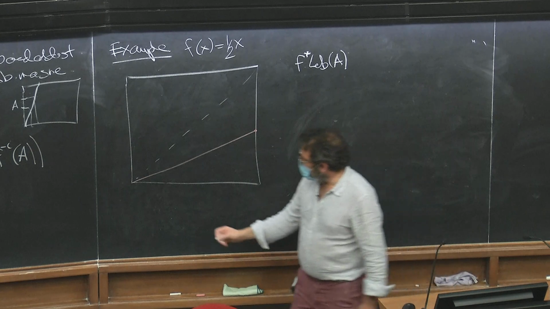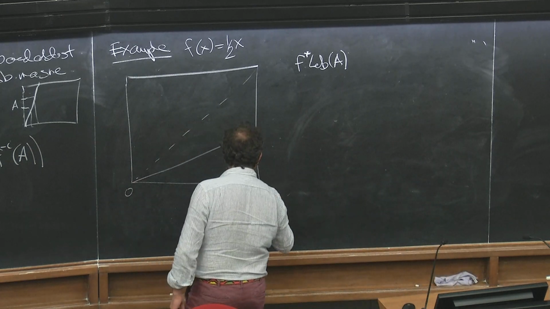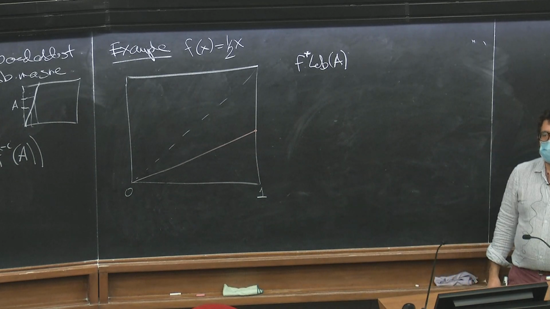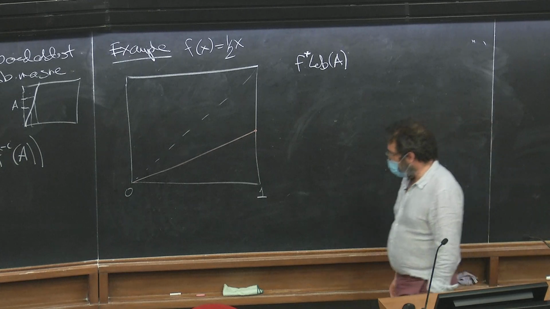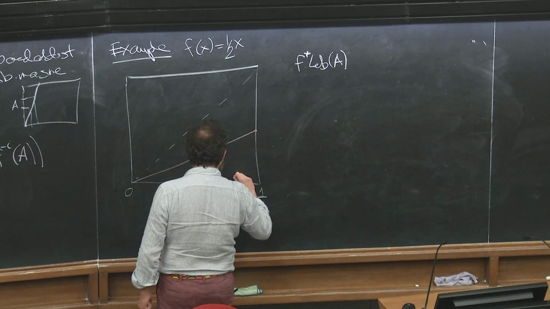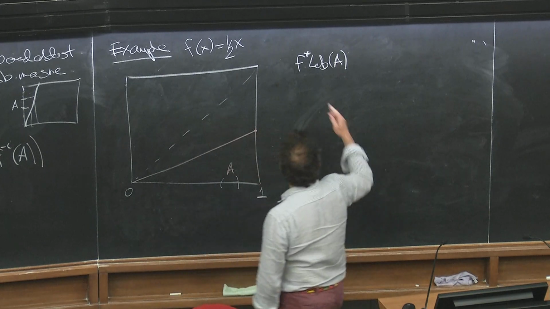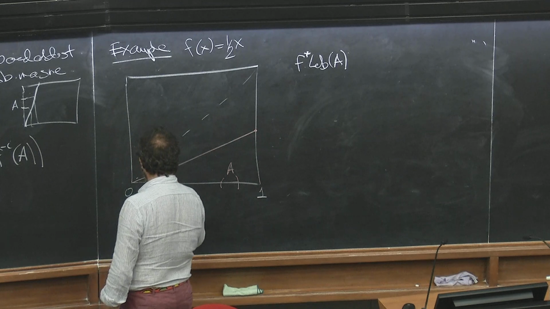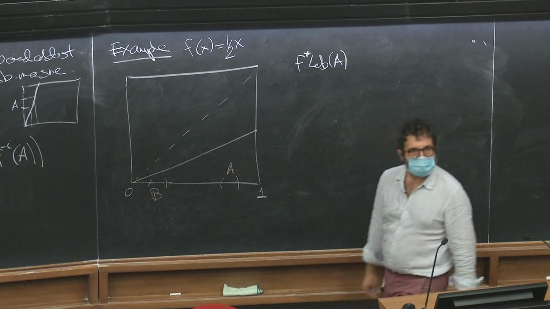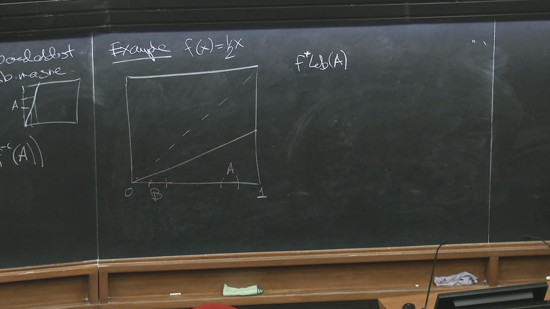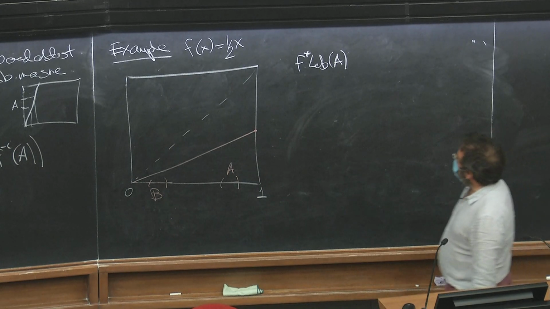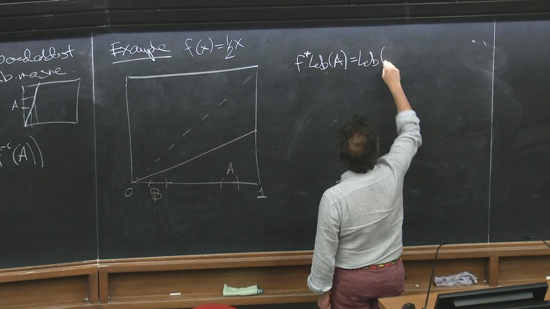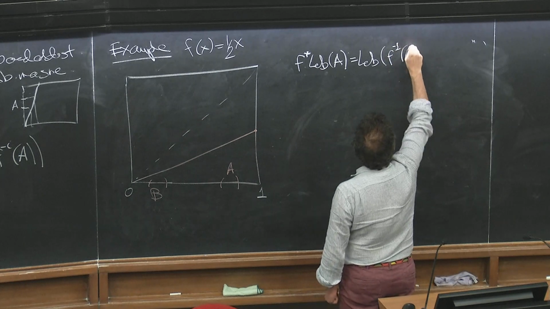For this map, we take Lebesgue measure here. Now we want f star of Lebesgue. What's going to be the measure of this set here for f star of Lebesgue? Well, what's the definition of f star of Lebesgue? f star of Lebesgue is equal to the Lebesgue measure of f minus 1 of A.